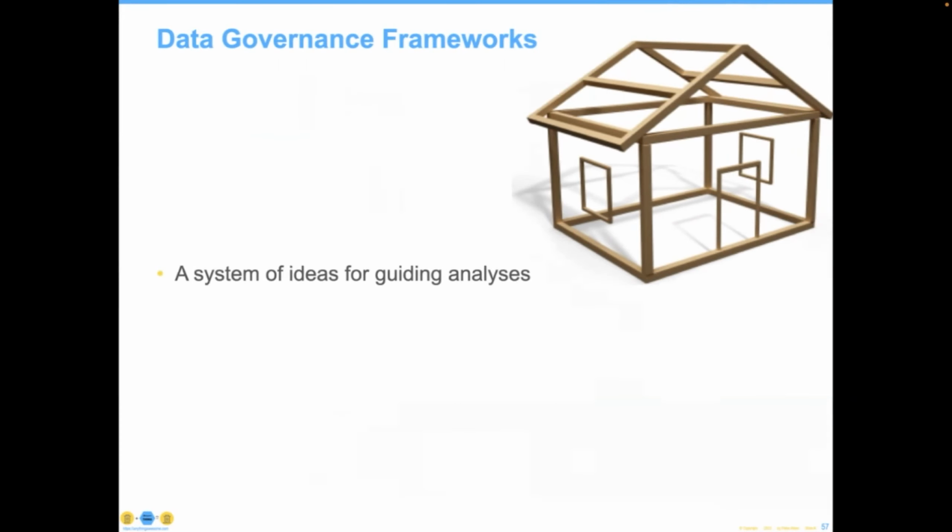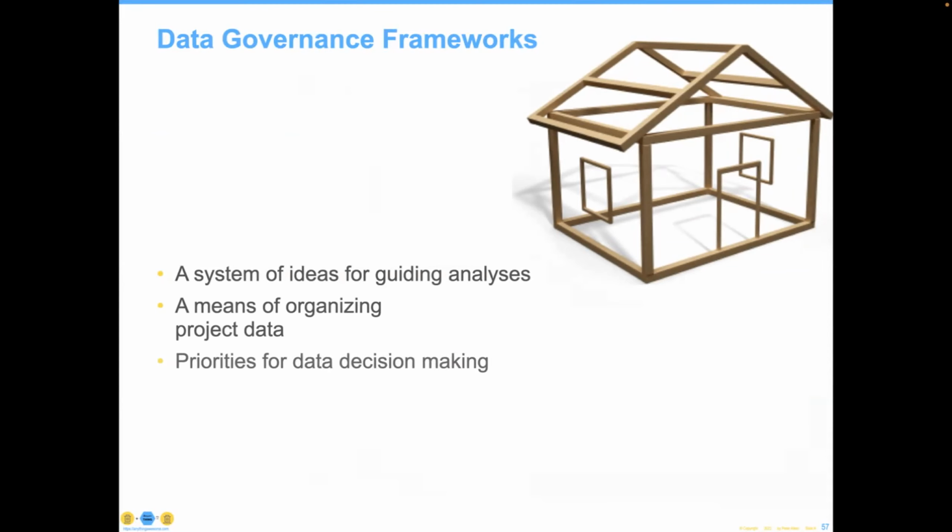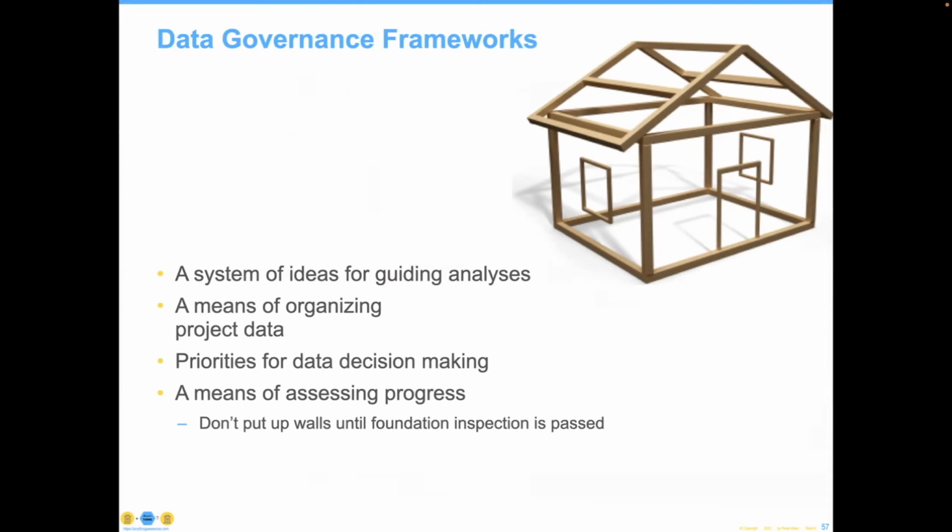So one of the things to do is to look at a data governance framework, and that's just a system of ideas that guides our analysis of the specific things that are there in front of us, organizing the project data, making priorities for future decision making, and assessing a means towards progress. For example, you might learn some things like don't put up the walls until the foundation has been inspected, right? Well, that seems like a really good idea. On the other hand, after you get the walls up, put the roof on as fast as possible so you can work inside if you have inclement weather. Oh, by the way, we should make all of this dependent on continued funding.